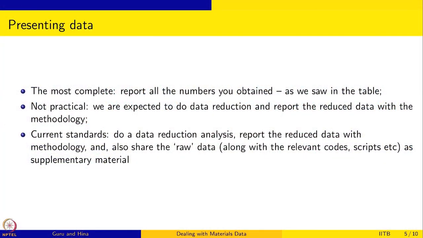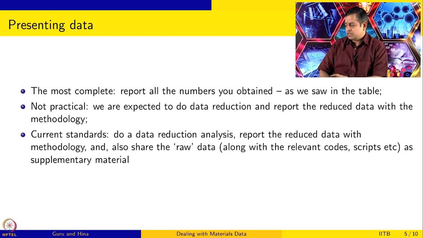So, it is always better to give the complete report, all the numbers if possible. But many a times it is not practical. So, you will see in Dr. Harshvardhana's thesis that apart from this, there are not many places where the repeated measurements values are given. And because it is not practical to keep giving numbers like this, we are expected to do data reduction and report the reduced data. But it is important then also to tell how the reduction itself has been carried out. So, you have to give the reduced data along with the methodology that you use to reduce the data. So, that is the most common thing that is done in scientific reports, theses, papers and so on and so forth. However, having said that, the current standards are also changing.